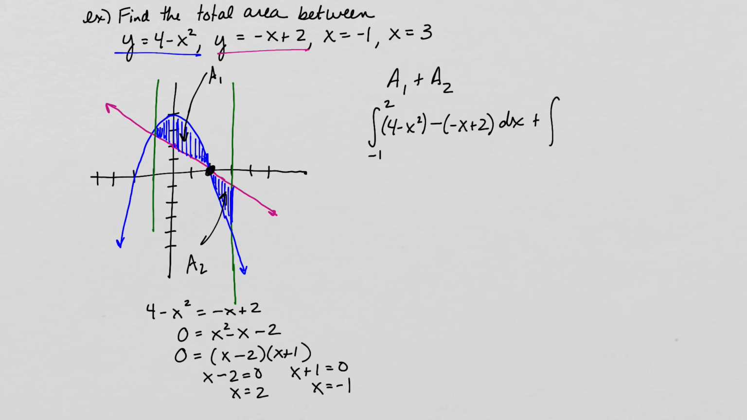Plus, now I have to do the area of the second one, which we're going to go from 2, and we're going to stop at 3. And now the functions are flip-flopped. So the minus x plus 2 is on top. Minus on the bottom, now I have the 4 minus x squared dx.